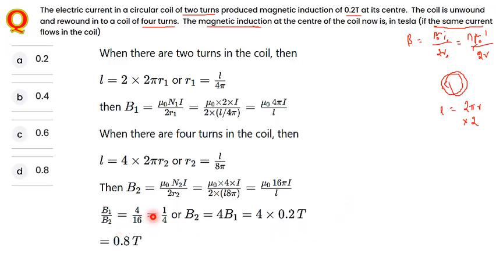Now B1 by B2 is 4 by 16. Here mu naught I L everything will be cancelled. From this you are going to have 4 by 16. From here B2 is equal to 4 into B1. The value is already known, so substitute it, and what you are going to have here is 0.8 Tesla. This is the answer.